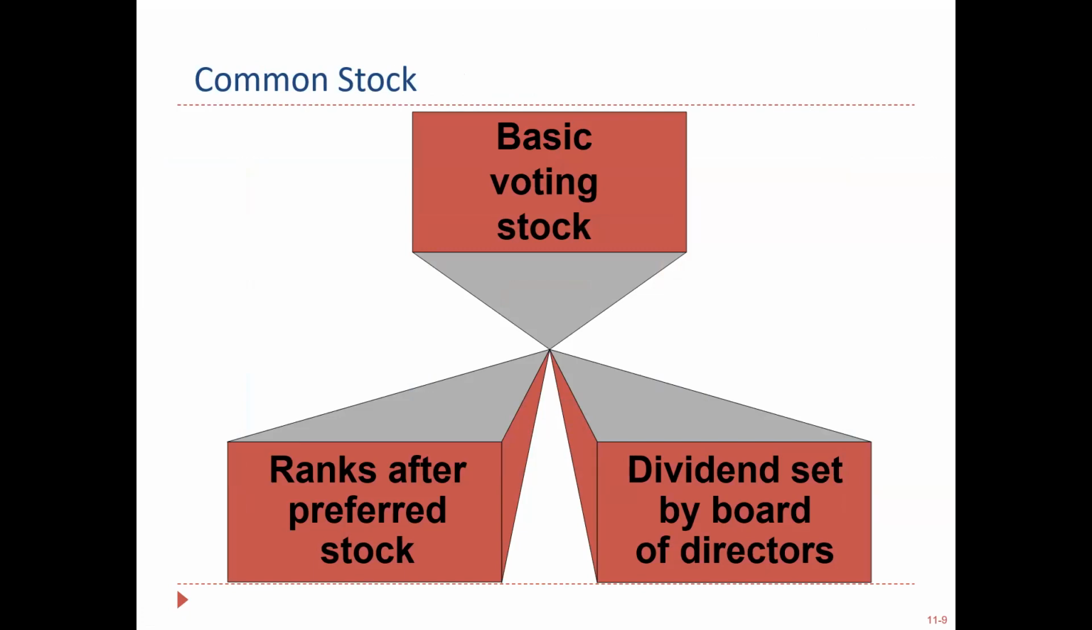All right, let's talk about common stock. We're going to talk about common stock, preferred stock. Common stock is the basic ownership stock of the company. It gives you voting rights. It may or may not provide a dividend to you. And it's the most common stock you can buy. Maybe that's why they call it common stock.